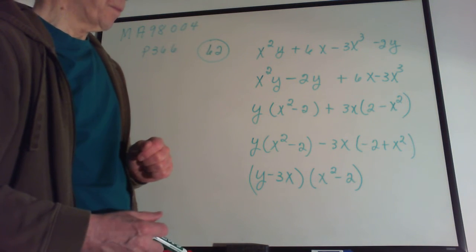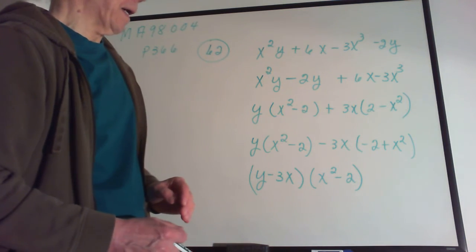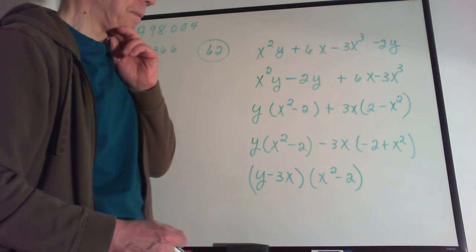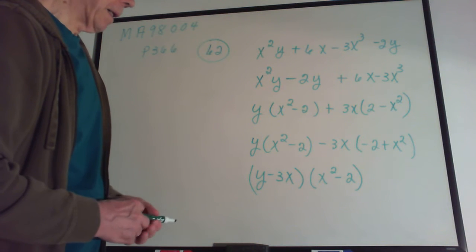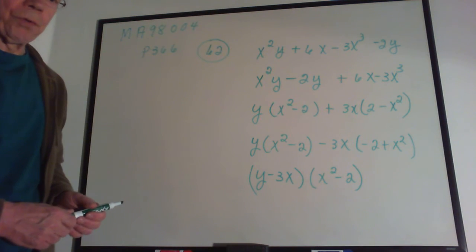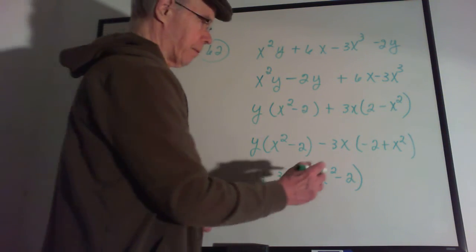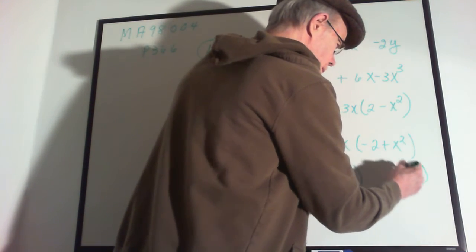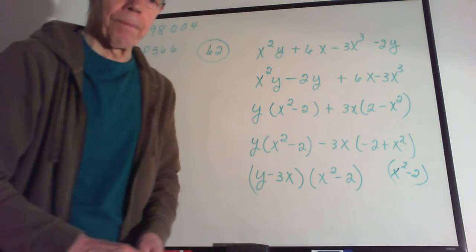All right. And if I multiply it back together, I will get my 6x minus 3x cubed. So it works out, and I end up with y minus 3x, parentheses, x squared minus 2, because it doesn't matter whether I write this x squared minus 2. I can write that this way or leave it that way.